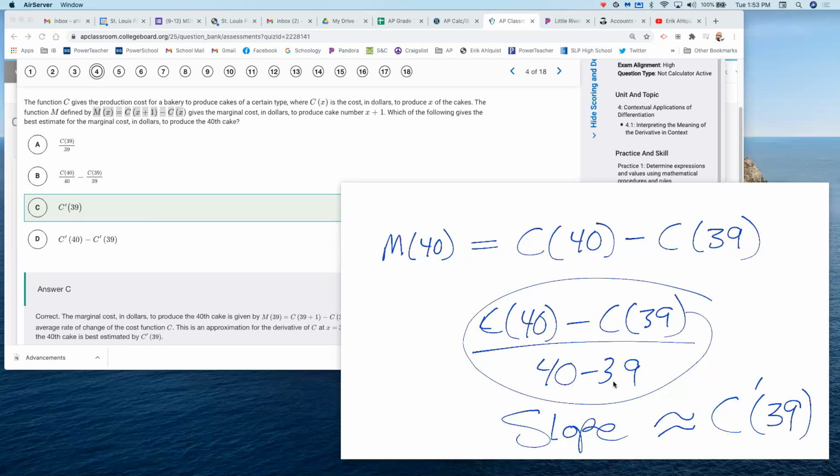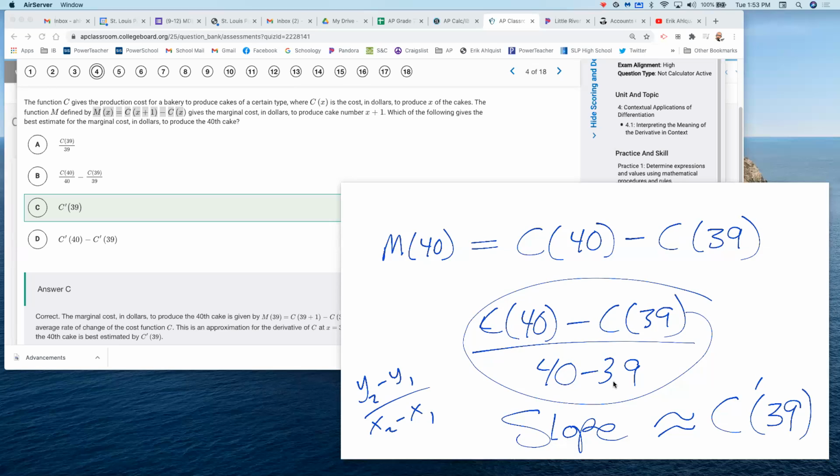You could say that isn't that equivalent to C prime of 40? And I'd probably say, yeah, it's probably equivalent to C prime of 40 as well, but C prime of 40 isn't an answer. But this is just y2 minus y1 over x2 minus x1. It's just another way of identifying that that's the slope.